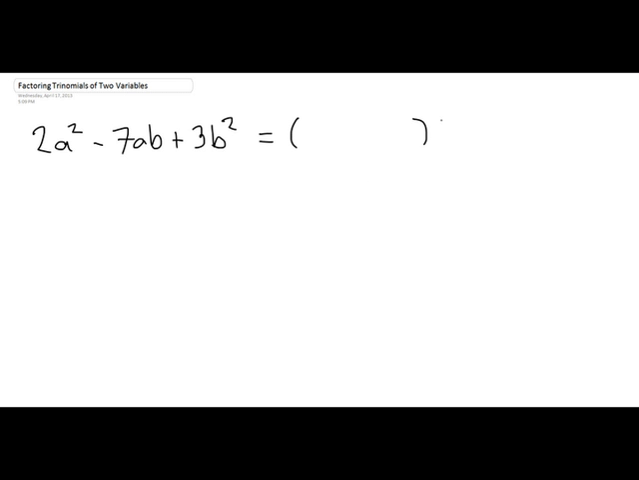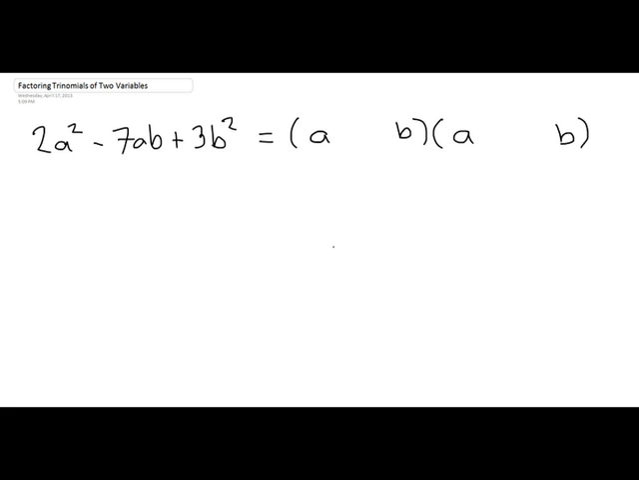So if this can be factored, it's going to be factored as binomials being multiplied together. So in order to have this, I need to have an a times an a to give me my a squared term, and a b times a b to give me my b squared term. The question is, what's my coefficient of a, my coefficient of b in this binomial, and my coefficient of a, my coefficient of b in this binomial?